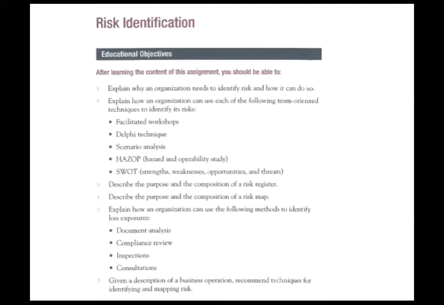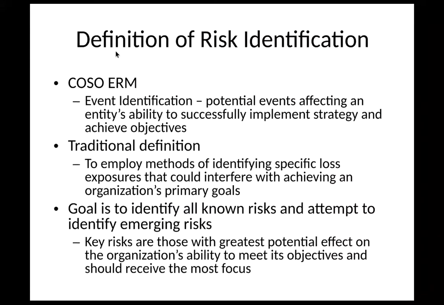Then finally, explain how an organization can use the following methods to identify loss exposures. We'll talk more in detail about document analysis, compliance reviews, inspections, as well as consultations. And the last part of the objectives is, given a description of a business operation, recommend techniques for identifying and mapping risk. As we go through the last part of the chapter, there's a case study provided, and you'll have a similar type of scenario to go through on the exam. So we'll walk you through that as well. Let's go and get started.